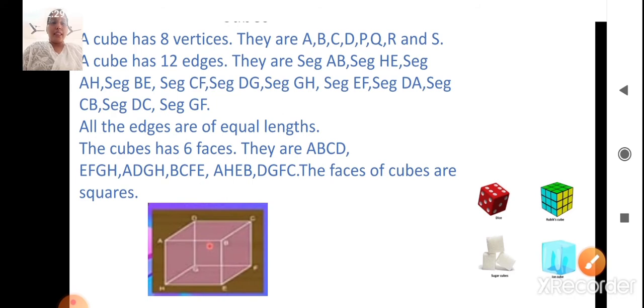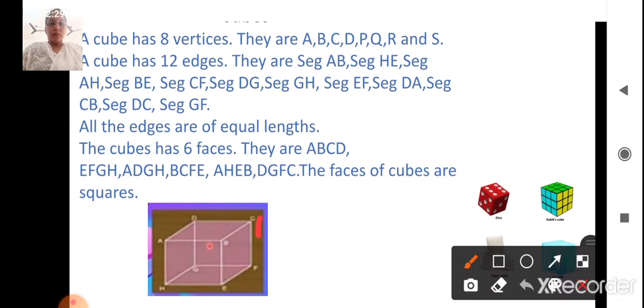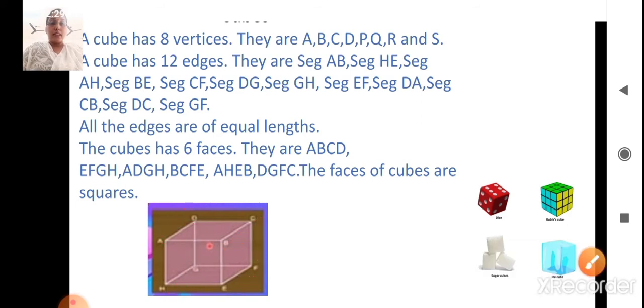Next is CF. Let me mark CF for you, children. This one, CF. Next is DG, very good, DG, this one. Next is GH, this one, the down one, GH. Next is EF, this one, EF. Next is DA, this one, DA. Next is CB, okay, CB. Next is DC. Let us see where is DC.